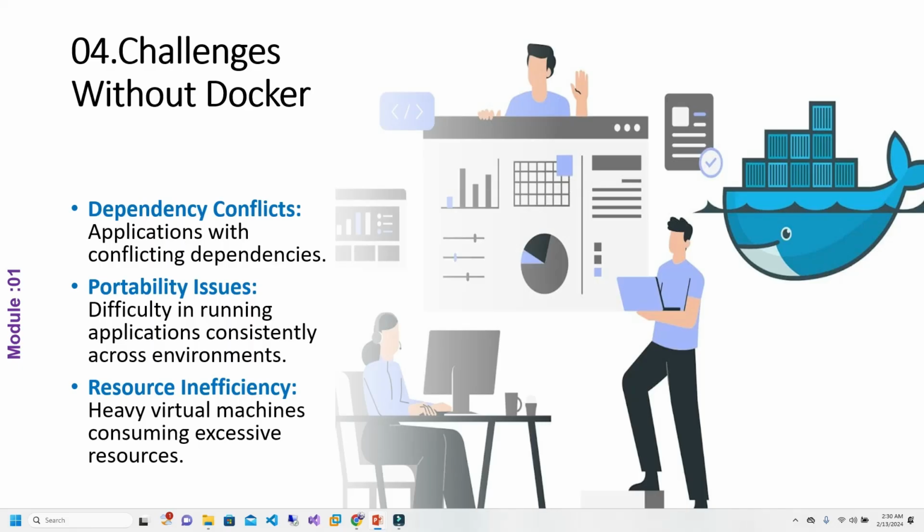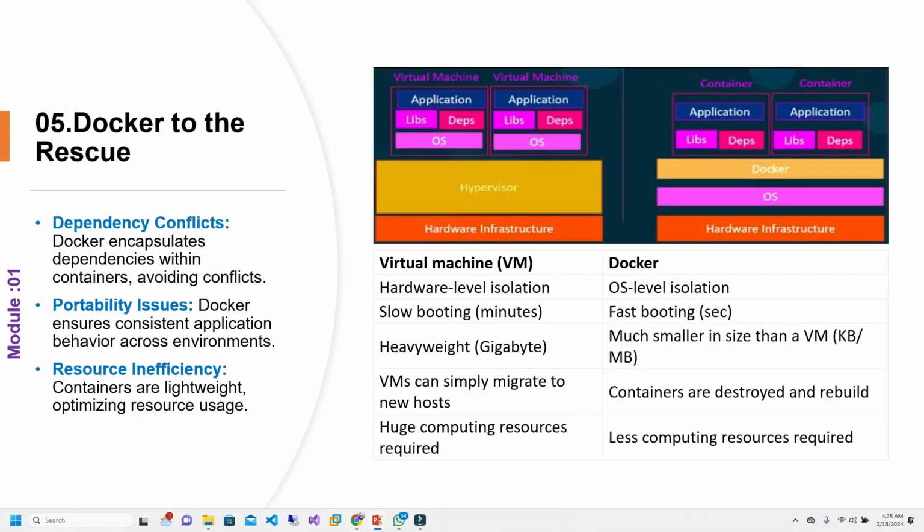Fine. So let's understand some of the challenges we face without Docker, such as dependency conflicts, where applications have conflicting dependencies, and portability issues, such as the difficulty in running applications consistently across environments, and resource inefficiency, with heavy virtual machines consuming excessive resources. All right, so now let's understand how Docker can resolve this problem.